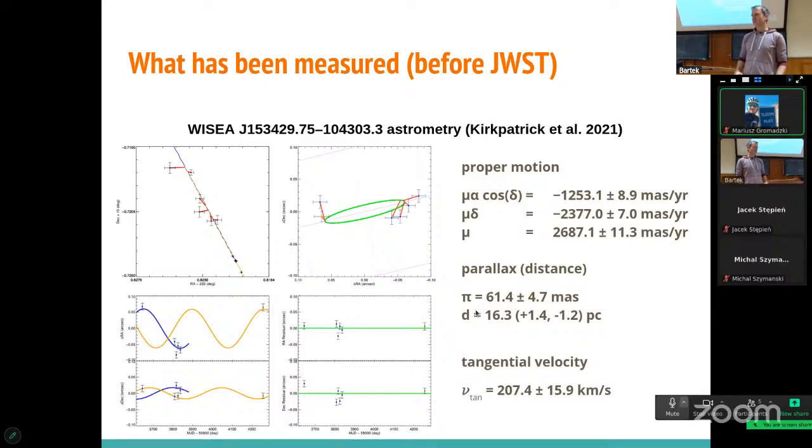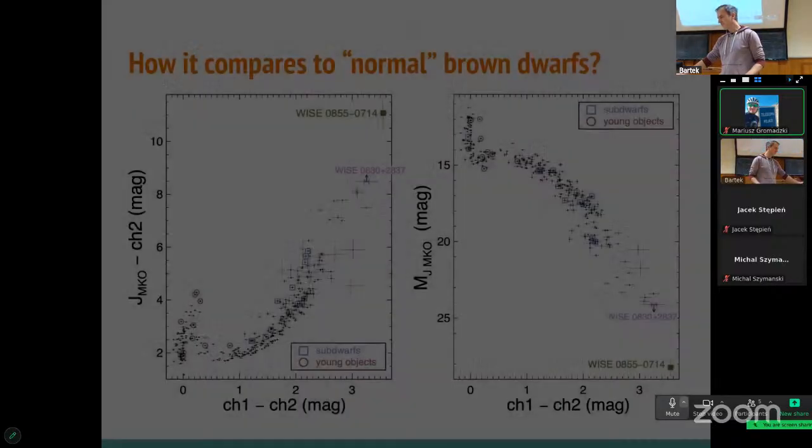So this would mean that most likely it belongs to the galactic halo population. Okay, from this kinematics. So this would mean that we have an object located in our neighborhood, 16 parsecs away, but it's a halo object. Okay.